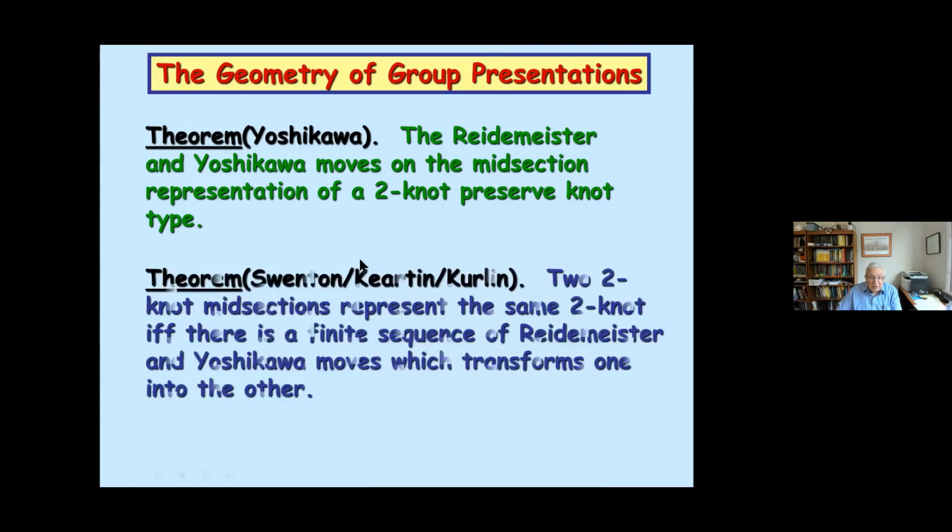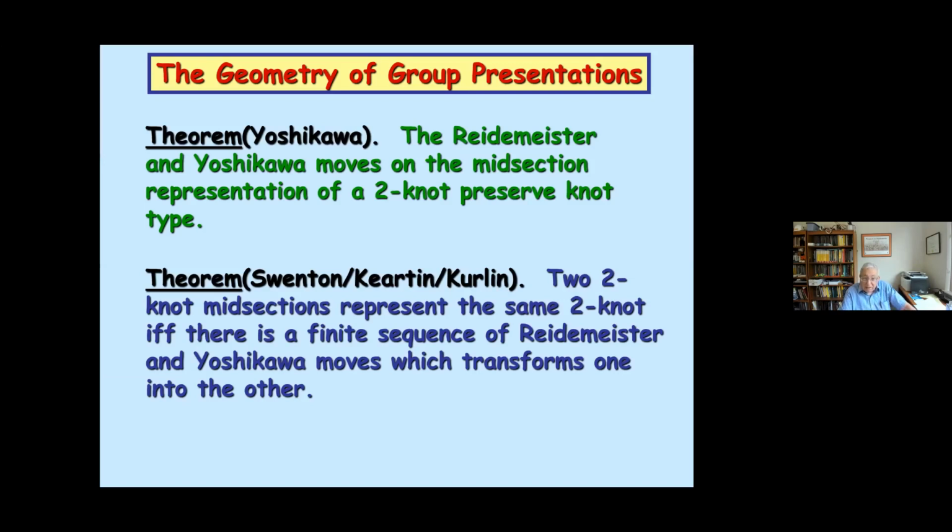And the beauty of this is that perhaps I'm going too fast. If there are any questions at any time, please feel free to ask them. Swinton, Cureton, and Curlin proved a very important theorem. Two knotted 2-sphere midsections represent the same 2-knot if and only if there's a finite sequence of Reidemeister and Yoshikawa moves which transform one into the other.